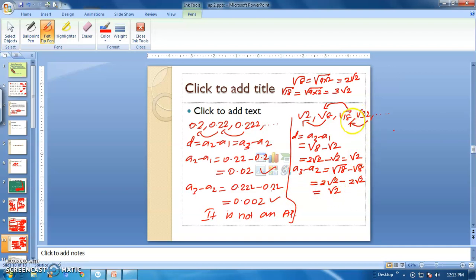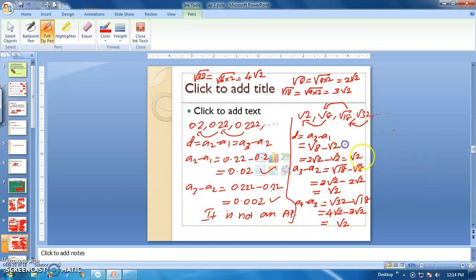Next, one more is available. Okay, we have to check everything, right? So that is a4 minus a3. That is root of 32 minus root of 18. In a similar way, how can you write root of 32? Root of 32 equal to root of 16 into 2. So 16 is a square number, so we can write this as 4 root of 2. So 4 root of 2 minus root of 18, which is nothing but 3 root of 2. So 4 root of 2 minus 3 root of 2 is 1 time root of 2.